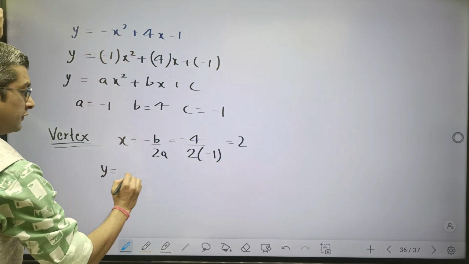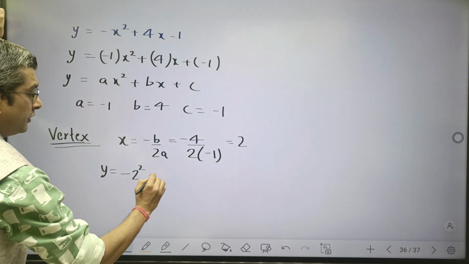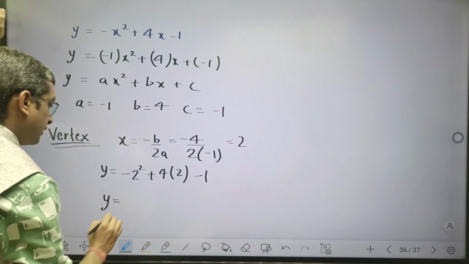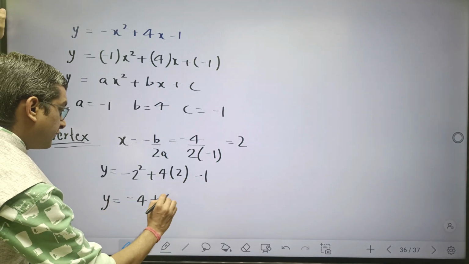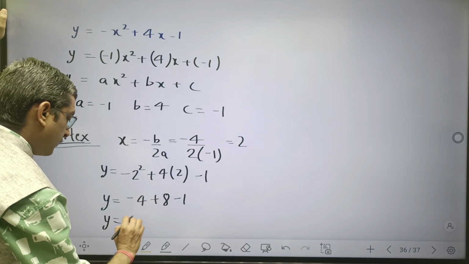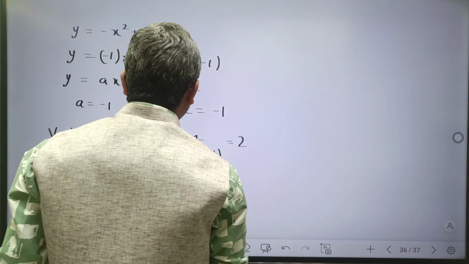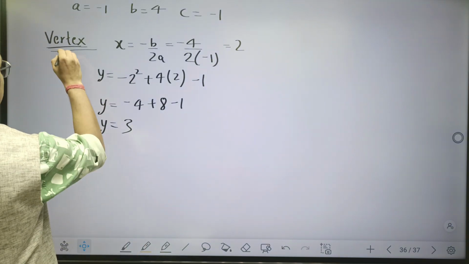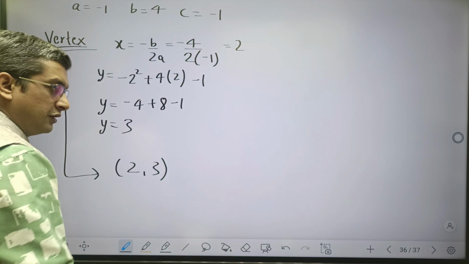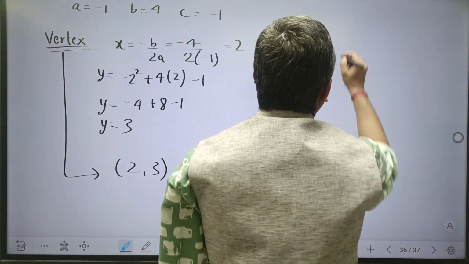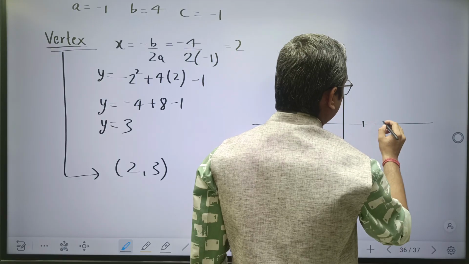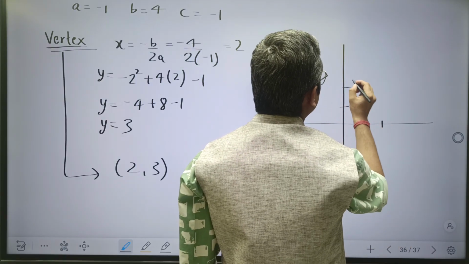So you will get minus 2 square plus 4 times 2 minus 1. So y is equal to minus 4 plus 8 minus 1. So y is equal to 8 minus 4, 4 minus 1, 3. So the coordinates of the vertex become 2 comma 3. It means that the vertex of the parabola is at the point 2, 3.